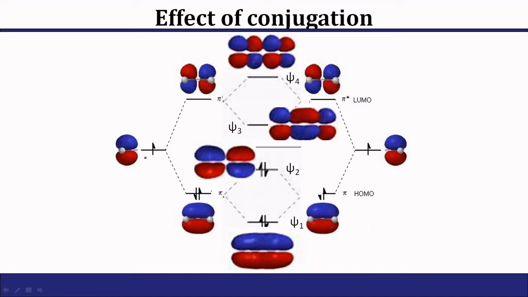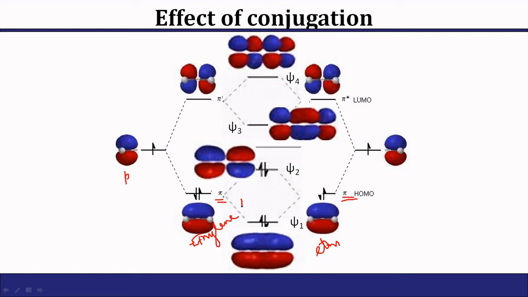Now consider the formation of 1,3-butadiene. 1,3-butadiene is formed by the combination of two ethylene units. Hence I have given the same molecular orbital diagram of ethylene molecule here. This is the molecular orbital of ethylene moiety. I have also given the same thing in the right hand side. This is the molecular orbital of another ethylene moiety. These two combine and result in the formation of 1,3-butadiene.